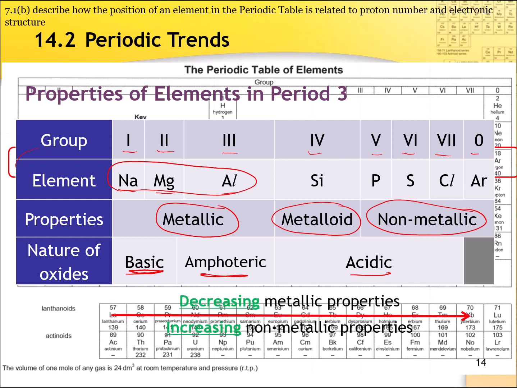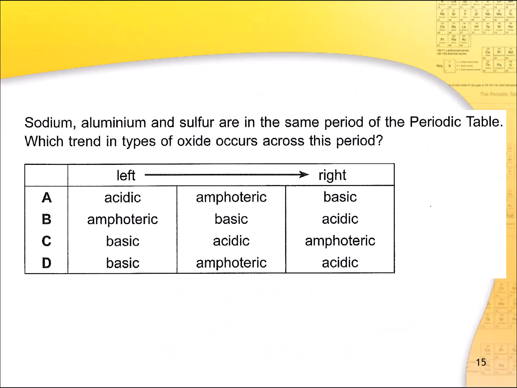So you realize that if you look at this metallic property, it goes from metallic to non-metallic. In other words, I can say that there's a decreasing metallic property. So the metallic property decreases from the left to the right. Or you can say increasing non-metallic property also, because it's getting more and more non-metallic from the left to the right. Okay, let's try this question.